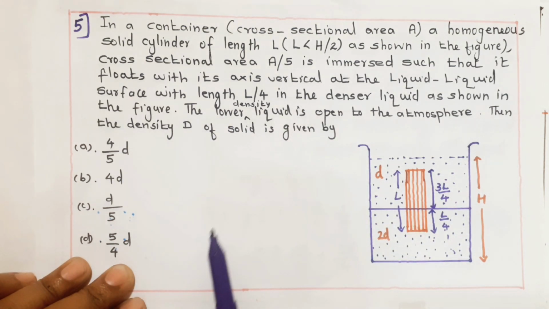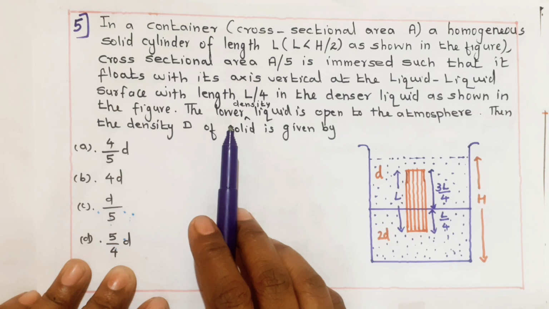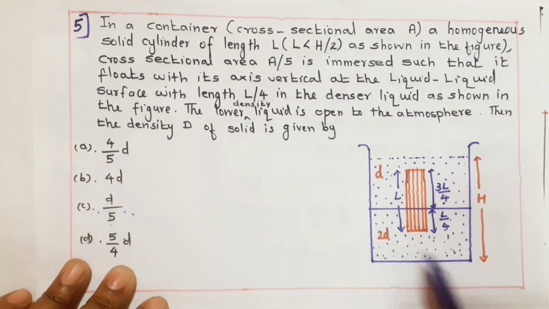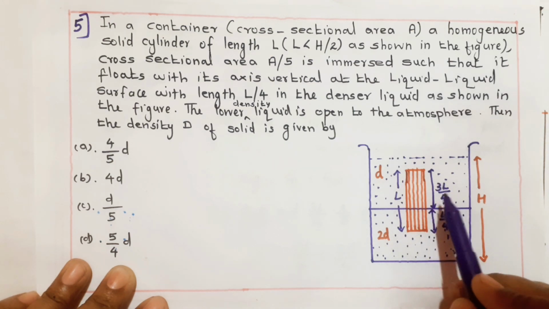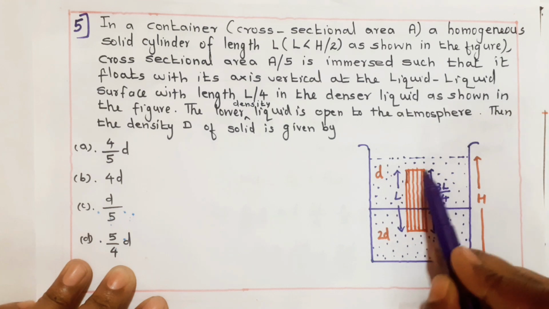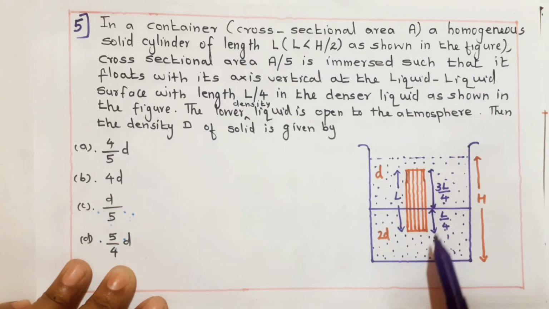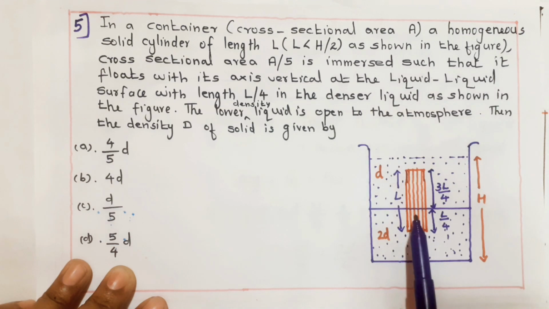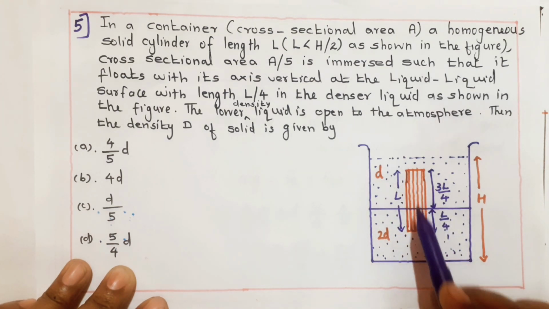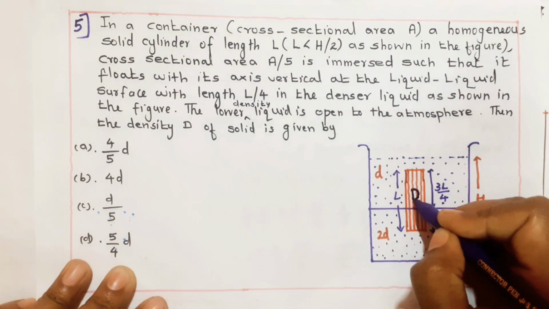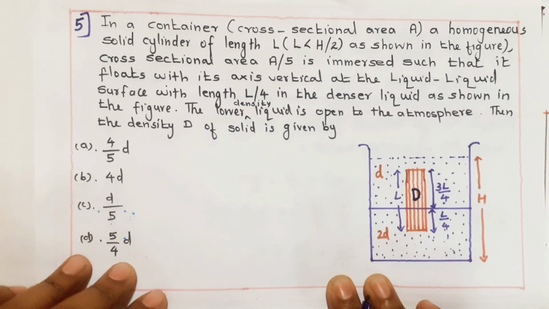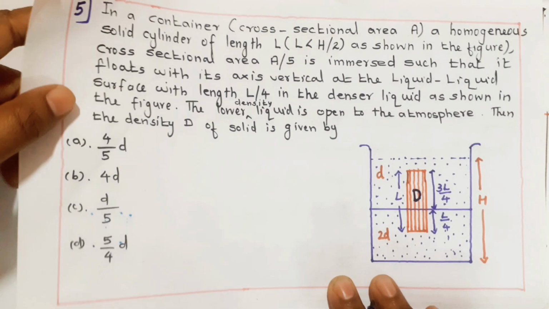So they gave in the question L by 4 in the denser liquid. Out of these two, this is more dense. So L by 4 of this cube's length is in the lower liquid and the remaining 3L by 4 in the upper liquid. This red colored one is the body. This body has L by 4 in the lower liquid and 3L by 4 in the top liquid, and the total length of this body is L. So I need to find the density of this block, the density of the solid.